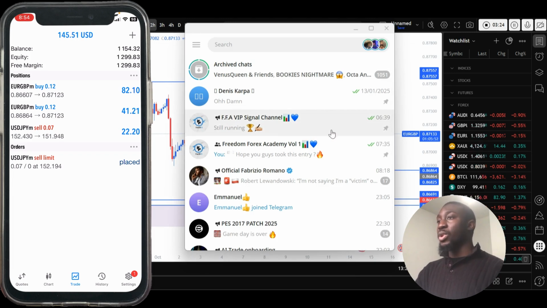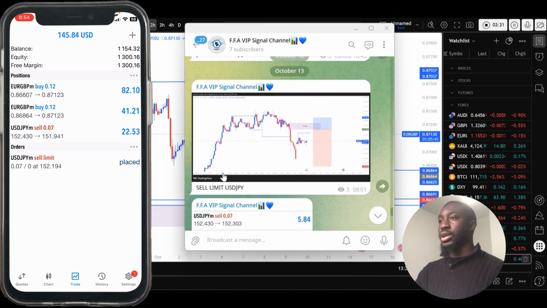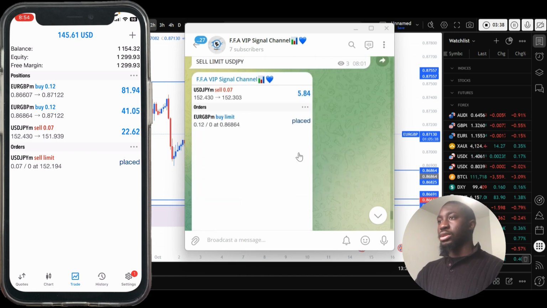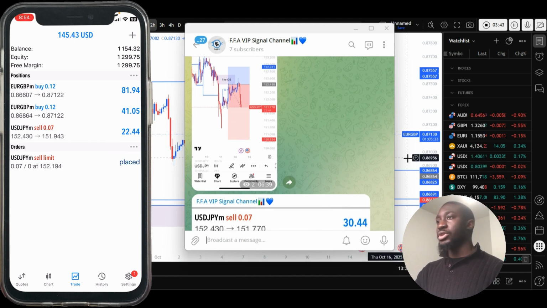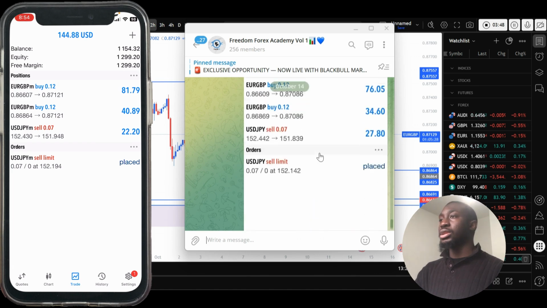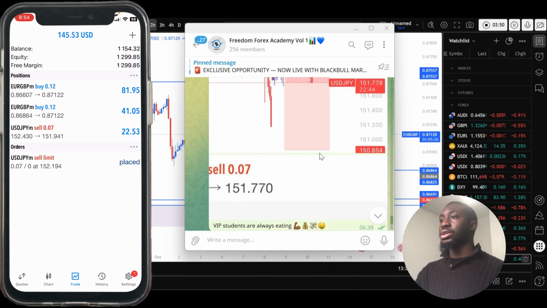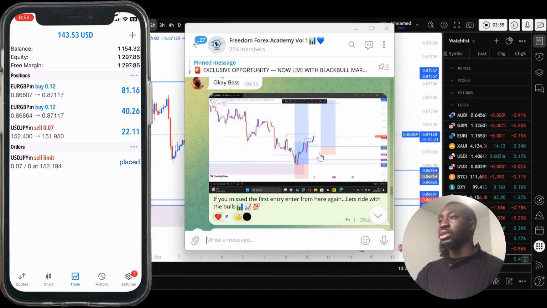But that USD JPY, I called that one in my VIP group. I did not call it in my normal one, but I said sell limit USD JPY. This was the trade, and this was the profit that we're running on. So it is what it is. But Euro GBP, I called Euro GBP last week on my Telegram group. So okay, this was the first entry, and here I posted the second entry.